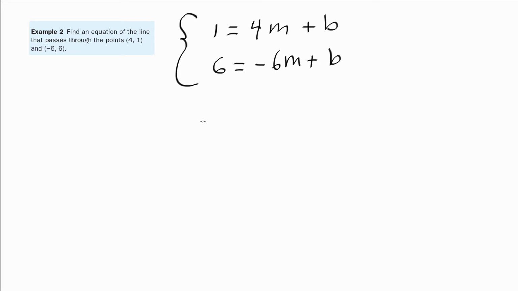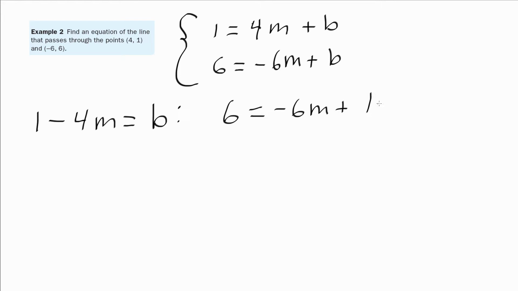Let's do a substitution. I'm going to solve for b, so I'm going to do this substitution, 1 minus 4m equals b. Given that value, I put it into the other equation. 6 equals negative 6 times m plus b, which is 1 minus 4m. I subtract 1 from both sides of the equation and combine like terms. 1 from 6 is 5. Combining like terms, a negative 6m plus a negative 4m is a negative 10m.